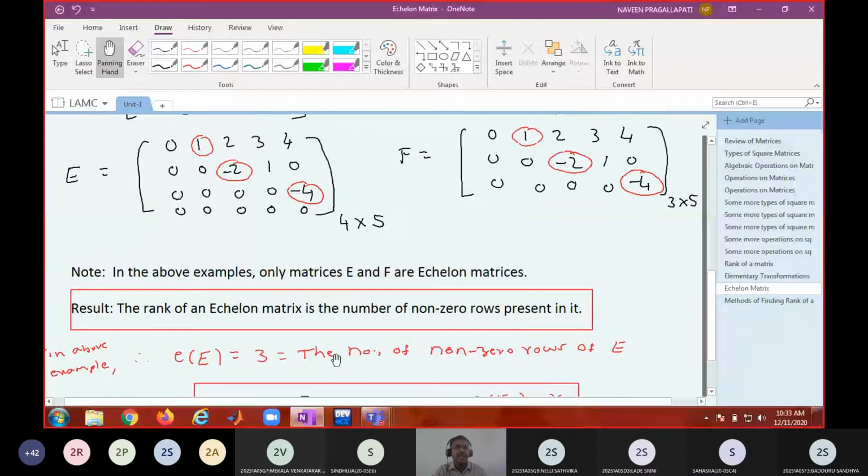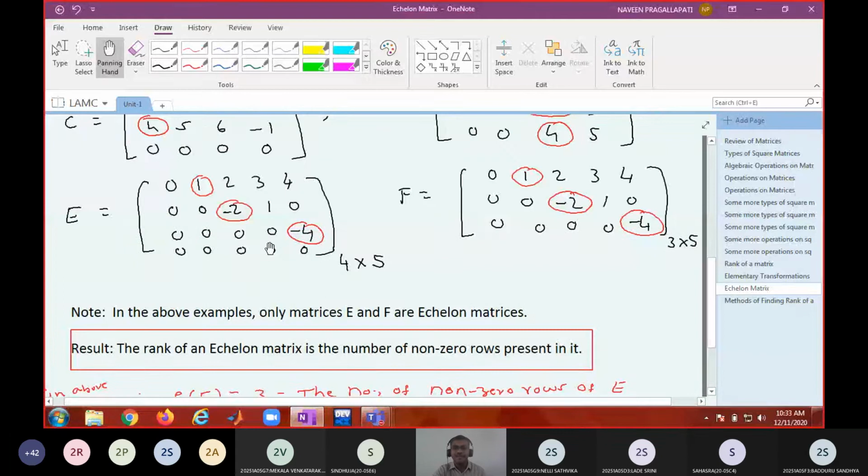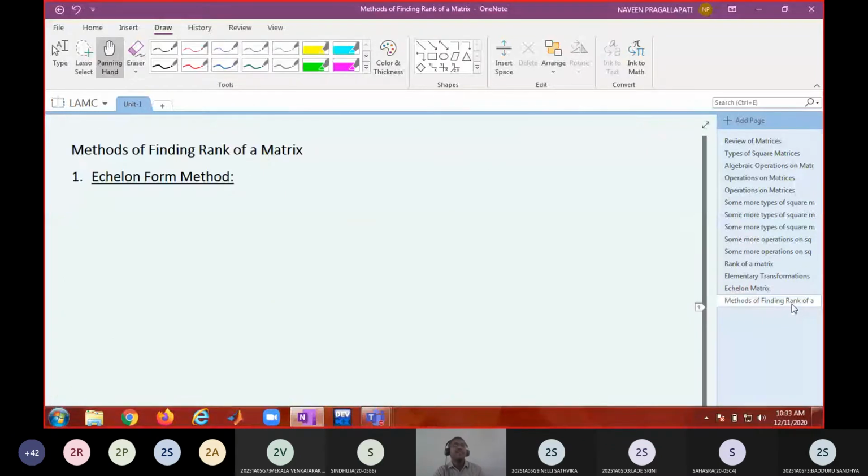If you can reduce a given matrix into echelon form by elementary transformations, then we can find out the rank of the original matrix easily, because equivalent matrices have the same rank. The rank of an echelon matrix is the number of non-zero rows. Today we'll see how to find the rank. There are different ways of finding the rank. The first method is the echelon form method.